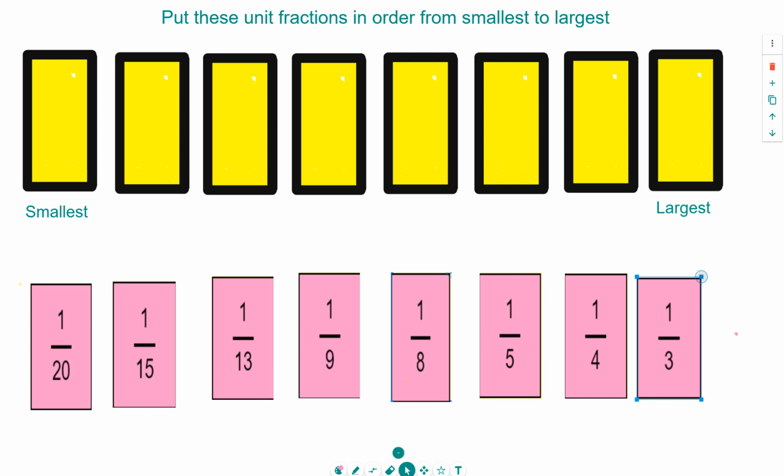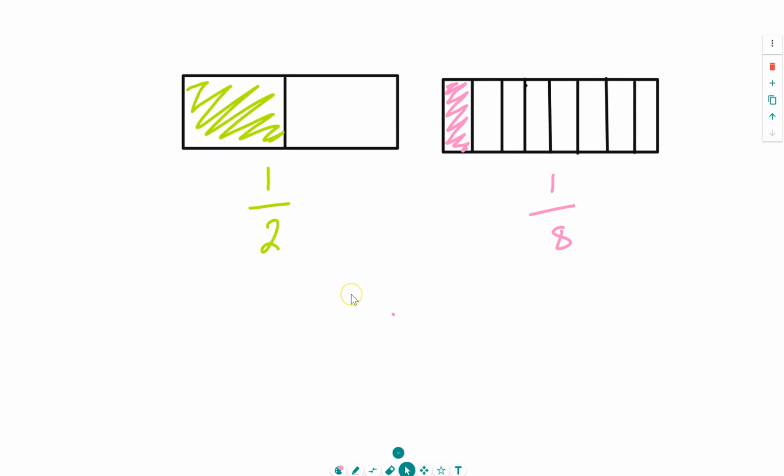Now, how are we going to decide which one is the smallest unit fraction and which is the largest? So I've drawn two shapes here to help guide you in deciding. Your first shape has been divided into two equal parts, and I shaded one, so that's 1/2. The second shape, which is exactly the same shape as the first one, I divided into 8 equal portions and shaded one, it being a unit.